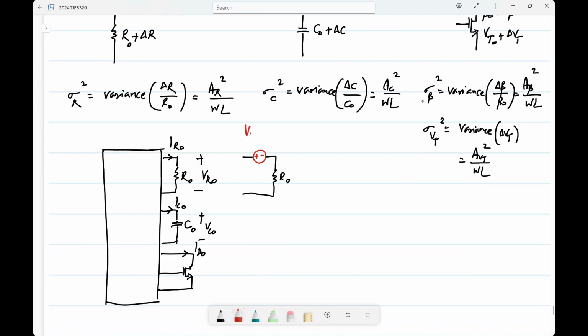So it's basically VR naught times delta R by R naught. Okay. So this is the source from which you calculate the output. The output could be somewhere. So let's say this is the output, and you can find the transfer function or the gain from that voltage source to that one. Okay.